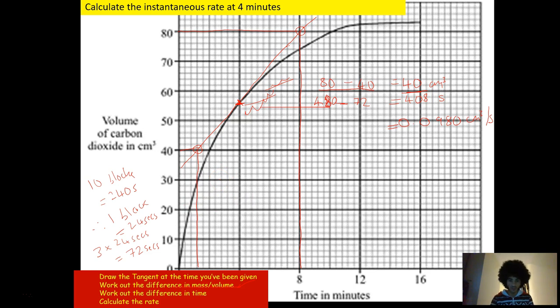I hope this has been useful, and I hope that you will go and be able to calculate this on your own. Just remember that when you're doing instantaneous volume, it's very, very different to mean volume.